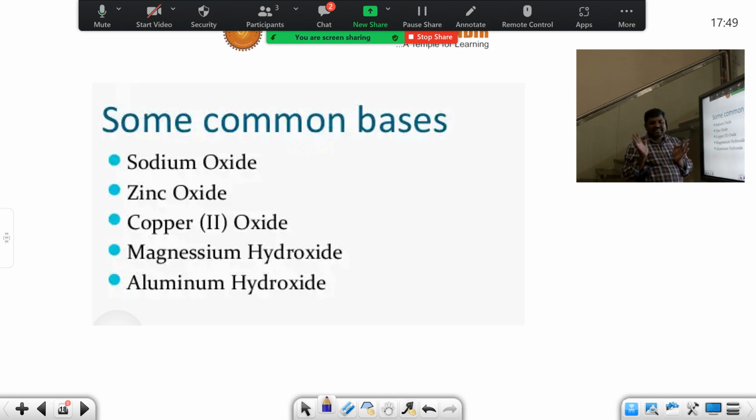Generally metal oxides are basic, non-metal oxides are acidic, but sometimes some exceptions are there. Aluminum is a metal, but its metal oxide is amphoteric. Keep in mind. Zinc oxide also, we will discuss further in coming classes. Here enough. Metal oxides are basic, non-metal oxides are acidic.